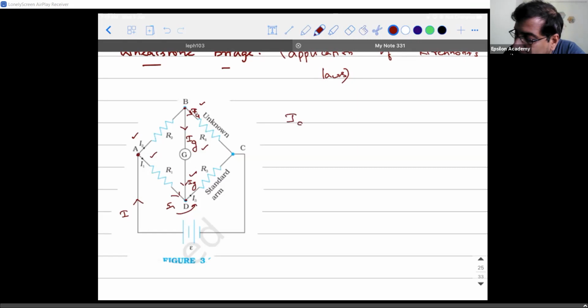Now here I need to tell you one important point. Ig is called the full scale deflection current. Make a note of this point. You will be using this in practicals also.